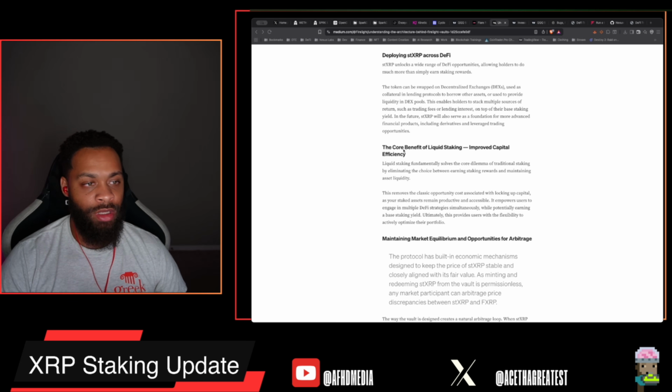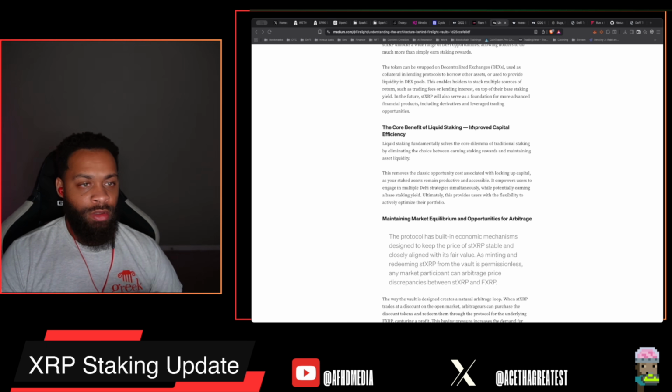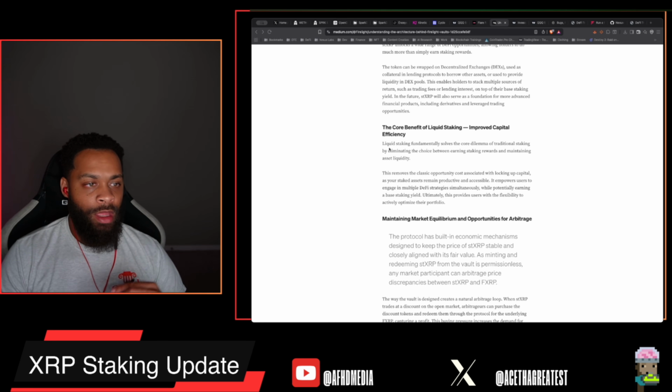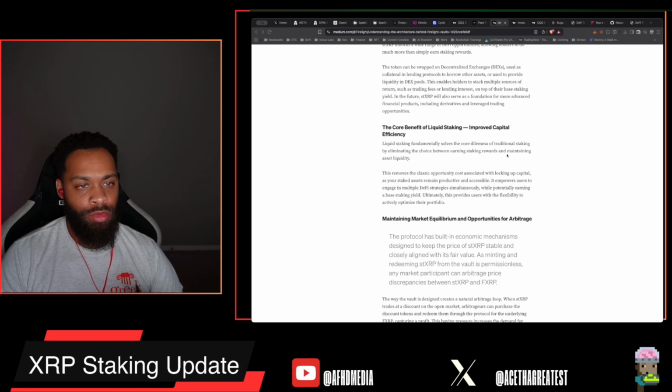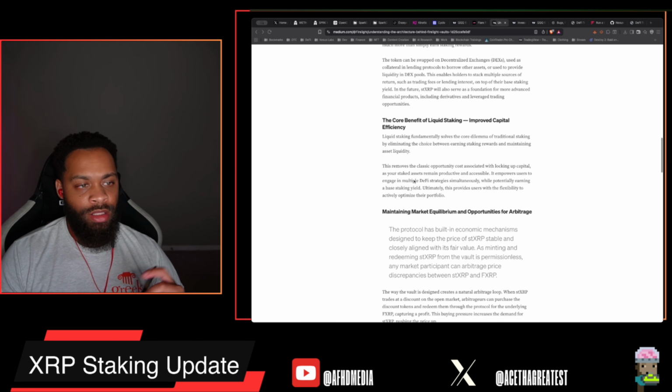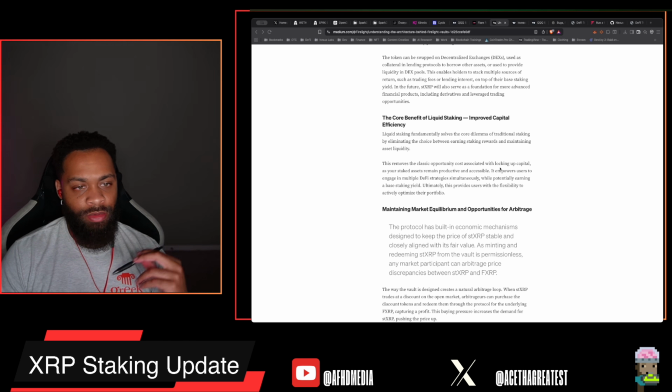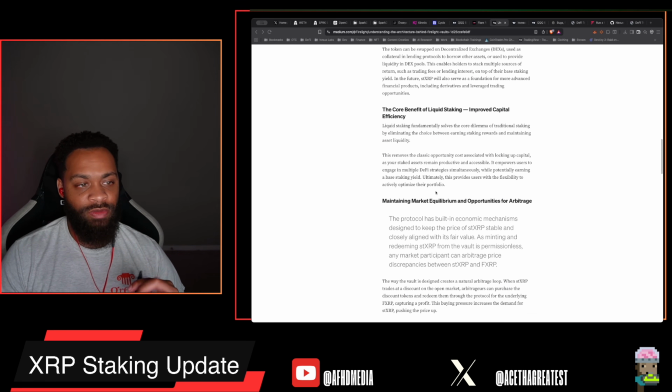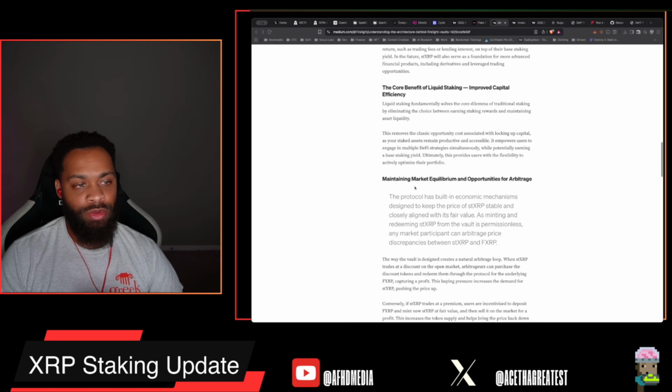The core benefit of liquid staking is improved capital efficiency. Liquid staking fundamentally solves the core dilemma of traditional staking by eliminating the choice between earning staking rewards and maintaining asset liquidity. This removes the classic opportunity cost associated with locking up capital as your staked assets remain productive and accessible. It empowers users to engage in multiple DeFi strategies simultaneously while potentially earning a base staking yield. Ultimately, this provides users with the flexibility to actively optimize their portfolio.